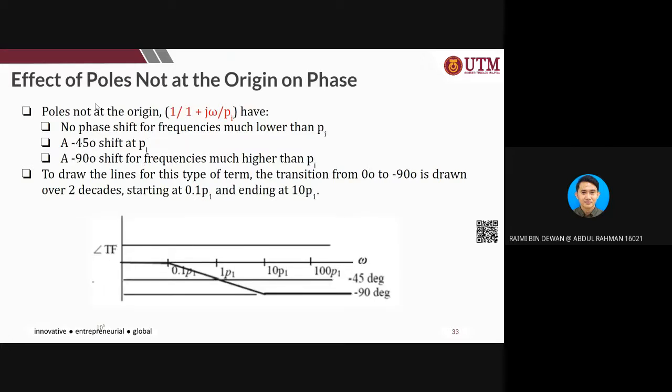Effects of pole. Now pole not at the origin, this means that this pole is at the denominator part. So you're going to have a different kind of curve, even for the phase. Okay, pole not at the origin have a no phase shift for frequency much lower than Pi. This is pole, and then a negative 45 degree, you can see it is negative.